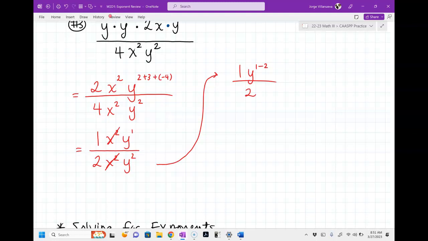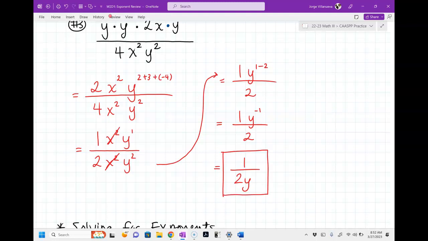The y values: y to the first divided by y squared is y to the 1 minus 2. Now, 1 minus 2 is negative 1. And I can't leave my answers with a negative power, so I have to bring that down. That becomes 1 over 2y to the first, or just 1 over 2y. So this would be your answer for this one.